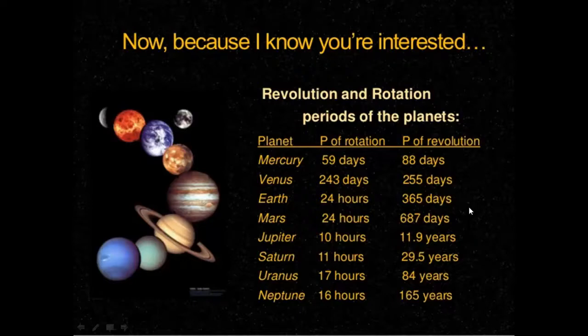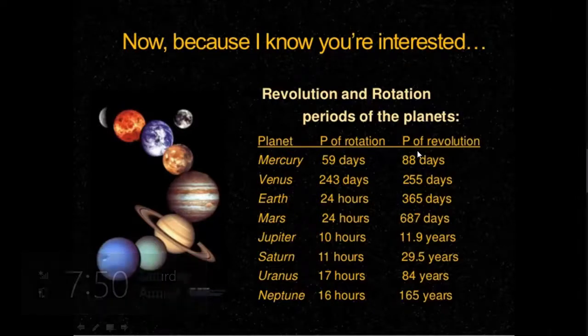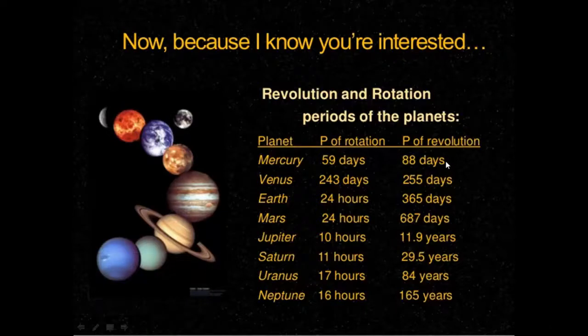For revolution, as you can see, the maximum amount of time taken by any planet is Neptune, the outermost planet, and the minimum amount of time taken by any planet is Mercury, 88 days, just 88 days. So in just 1.5 months it will complete its one revolution around the sun. It is moving so fast, and Neptune is moving so slow. Okay, now let's see the reason behind this.